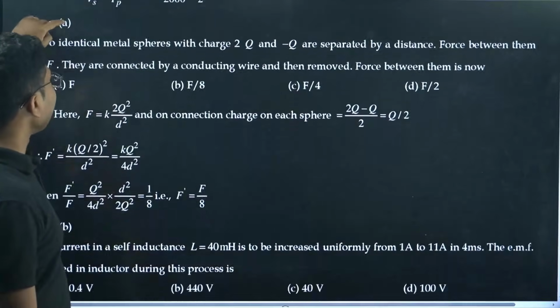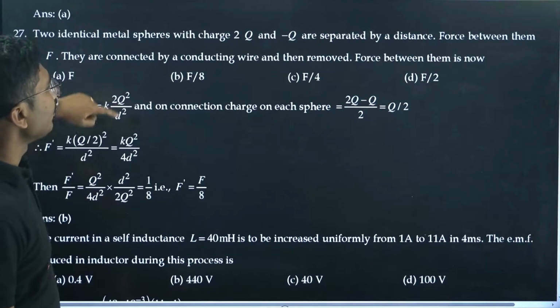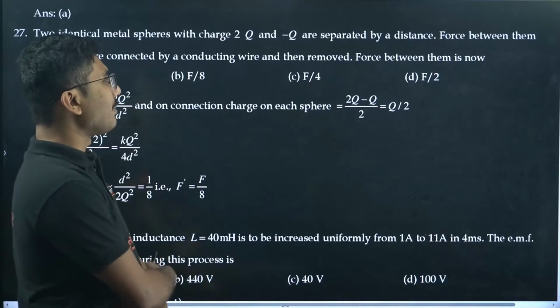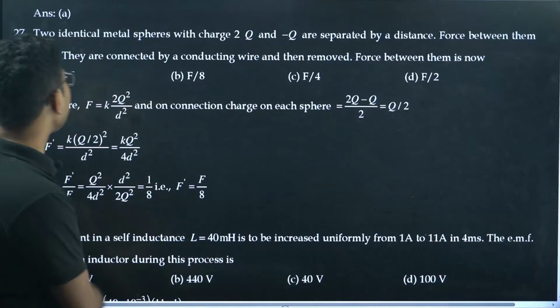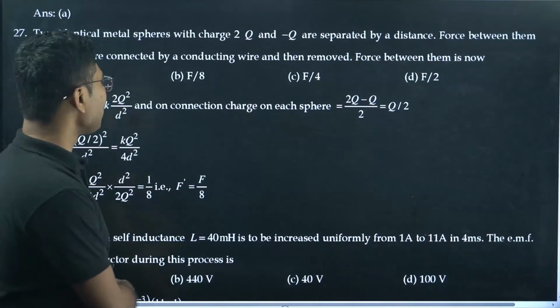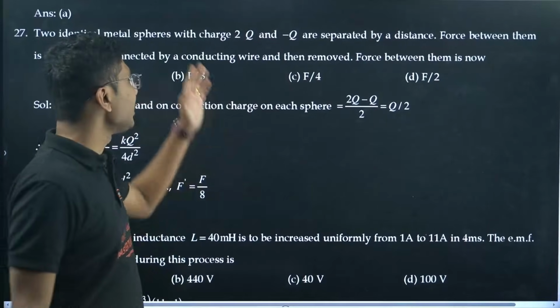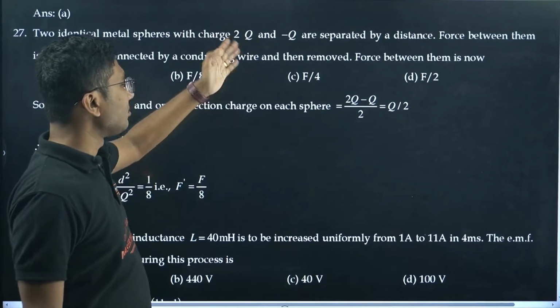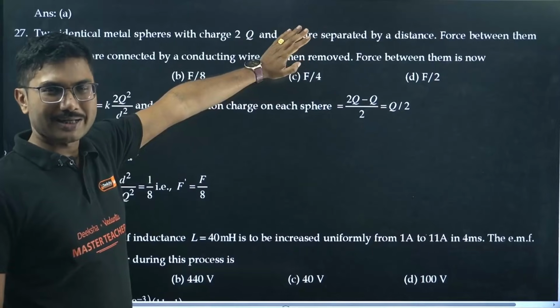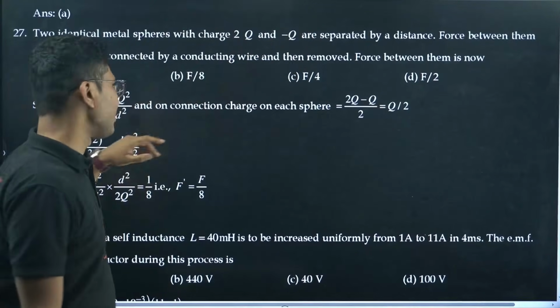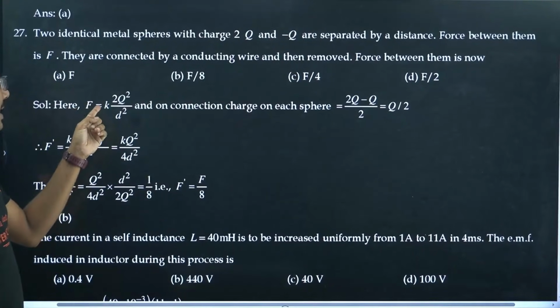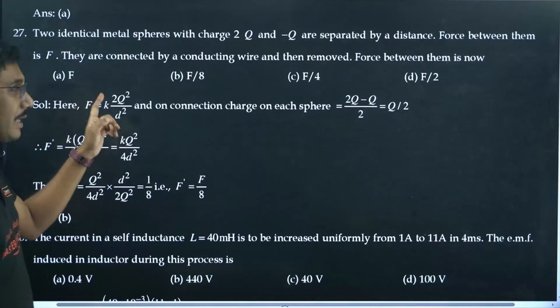Two identical metal spheres with charge 2q and minus q are separated by a distance. Force between them is F. They are connected by a conducting wire, then removed. Force between them? Obviously, initially one of them had 2q charge, another one is minus q, so the force is given by F. You can calculate F simply by k q1 q2 by r square.